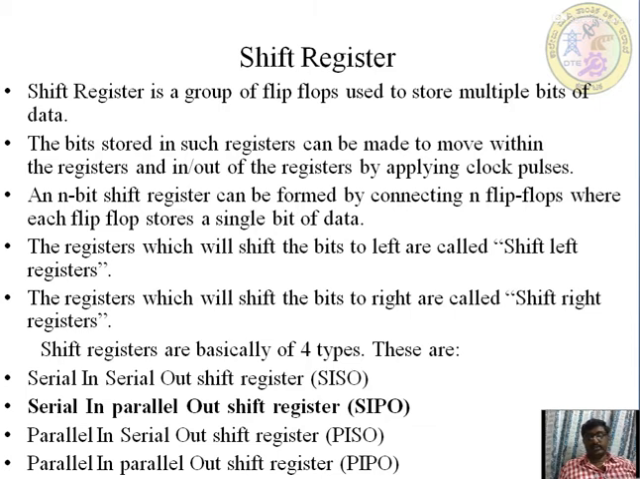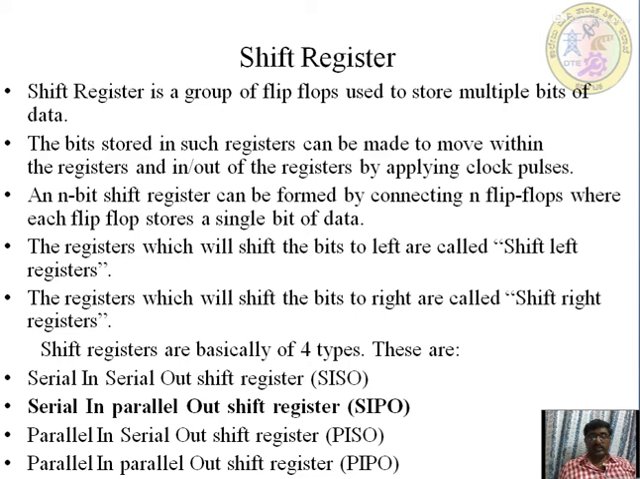An n-bit shift register can be formed by connecting n flip-flops, where each flip-flop stores a single bit of data. A single flip-flop can store only a single bit, so if you want n-bit data, you use n flip-flops. A register that shifts the bits to the left is called a shift left register, and if you shift to the right, it is called a shift right register. So we can do a left shift or a right shift.